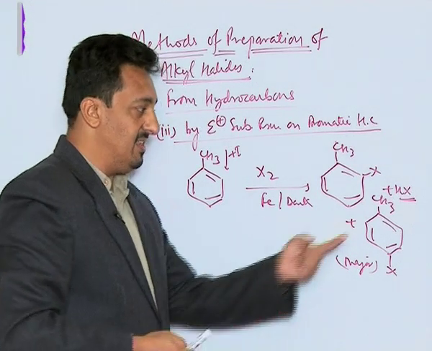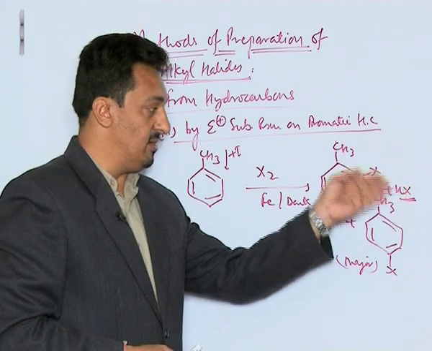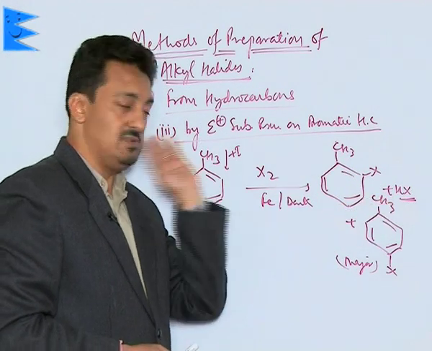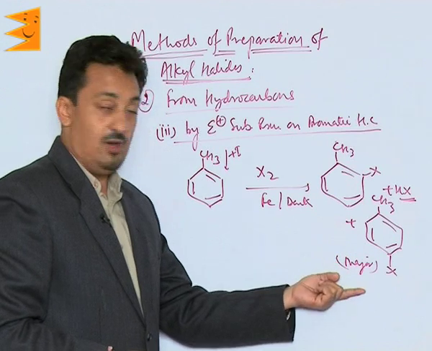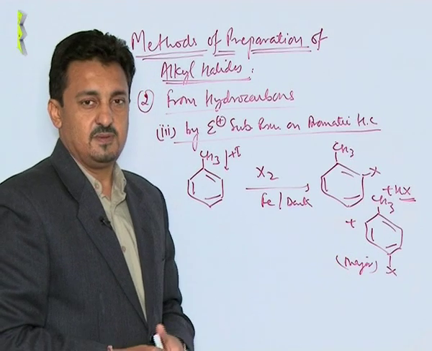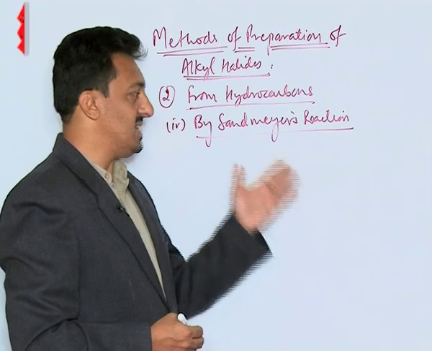And always again in case of iodine, the HI is to be removed from the reaction mixture so that the reversibility of the reaction is avoided. So this is how we can easily prepare, and para will always be the major product because of the symmetry. We can also prepare aryl halides by Sandmeyer's reaction.